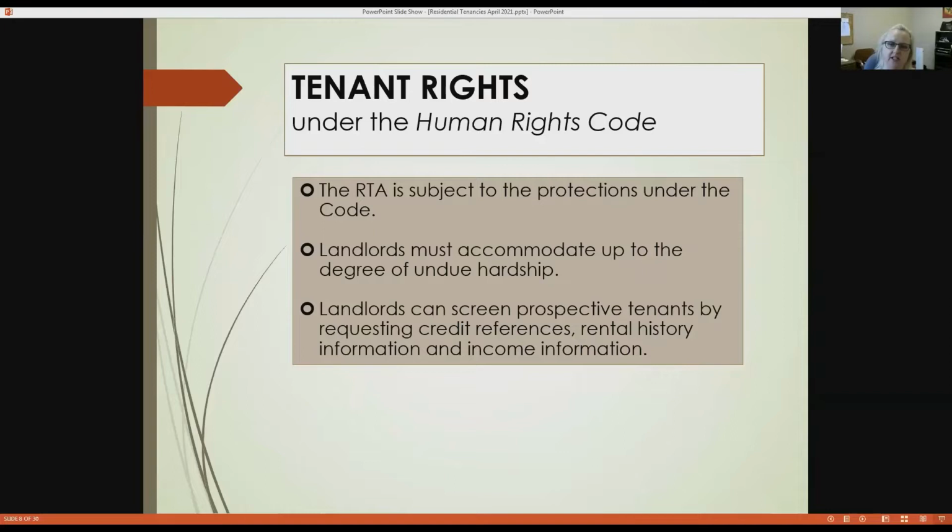So, and it's not in my slide deck, but one thing I wanted to talk about too is there's a difference between when someone is a tenant versus a prospective tenant. Landlords with prospective tenants can request things like credit references, rental history information, and income information. You cannot refuse to rent to someone because they're on social assistance. But if you feel that they can't make the monthly payments based on this information, you can refuse to rent. So that's a slightly tricky area, and it's very nuanced.